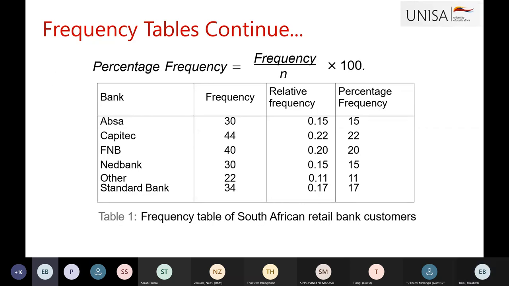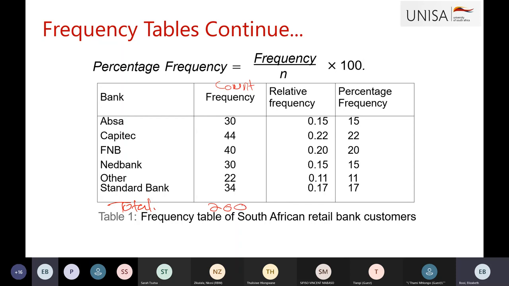Another example, so if I take the South African retail banks, and I counted the frequency of people who go into those banks. I can see that 30 people go into Absa Bank, 44 go into Capitec, 40 go into FNB, and those are our frequencies, or what we also call the count. And we can add all of them, so you must add all of them and create what we call a total at the end. So 30 plus 44 plus 40 plus 30 plus 22 plus 34 gives us 200. So the total here is 200.